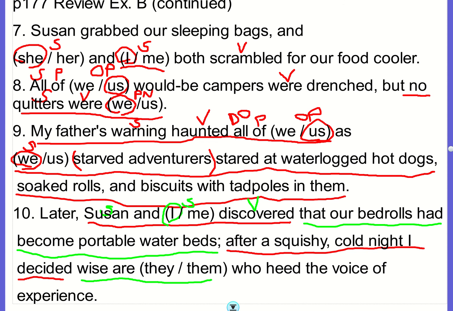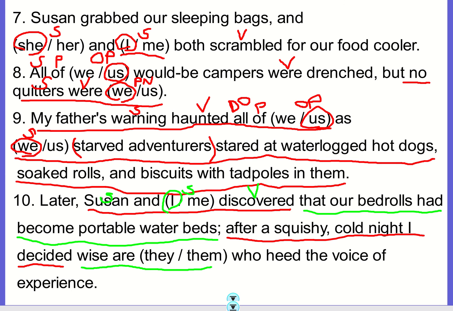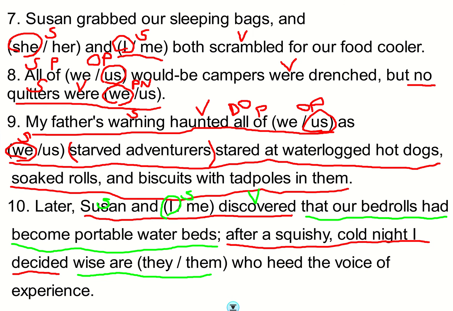Although it's still a weird sentence. And then there is yet another clause in here, because 1, 2, 3, 4 was not good enough. So our next one is going to be who heed the voice of experience. All right. So really this part in green is the only one we need to worry about, but I do want to make sure that we double check our pronouns.